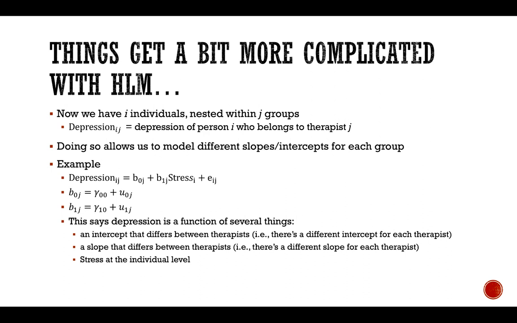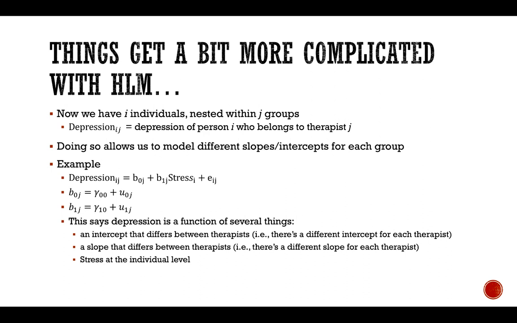We've got an I and we've got a J. So depression subscript IJ refers to depression of person I who belongs to therapist J. Or another example, it might refer to depression at time point I belonging to person J. Doing this allows us to model different slopes and intercepts for each group.